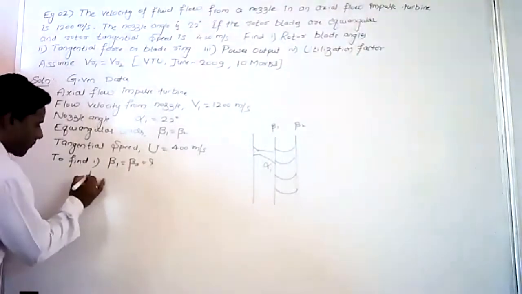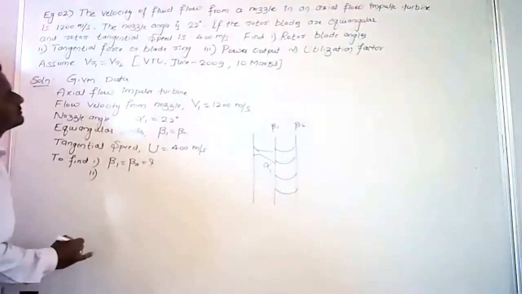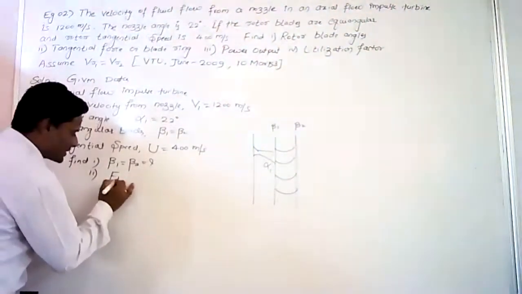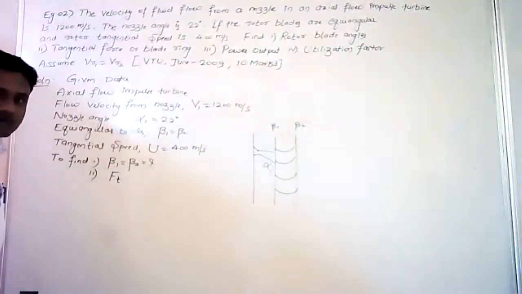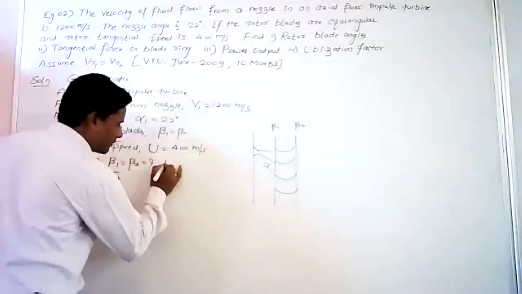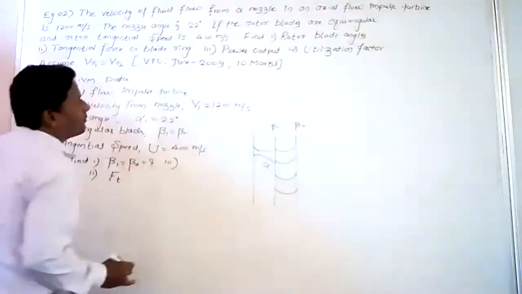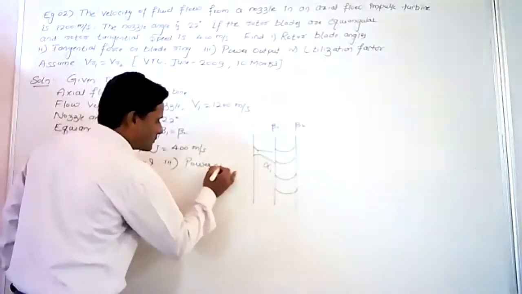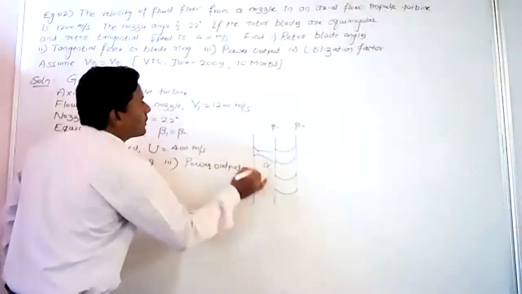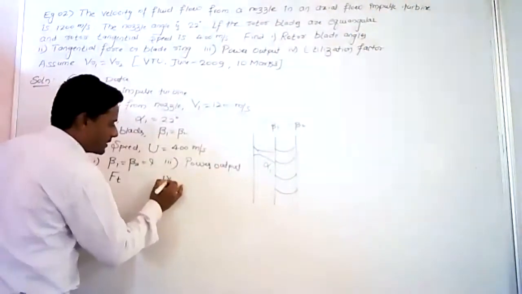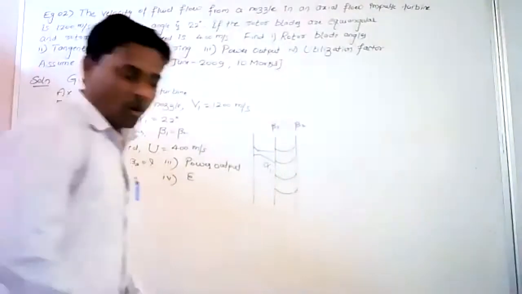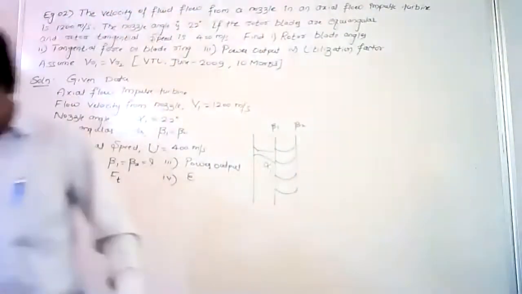Second bit, tangential force on blade ring. It is represented by capital F suffix T. Third bit, power output. Fourth bit is utilization factor, which is represented by epsilon. So copy this and let me know once you have completed.